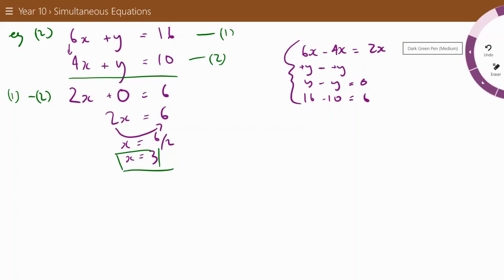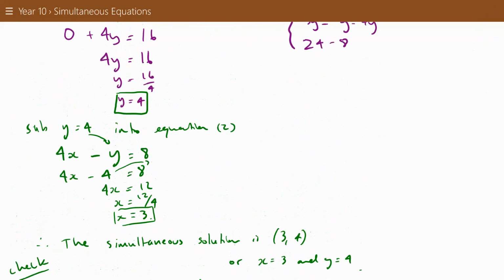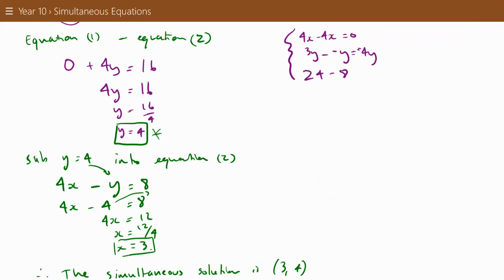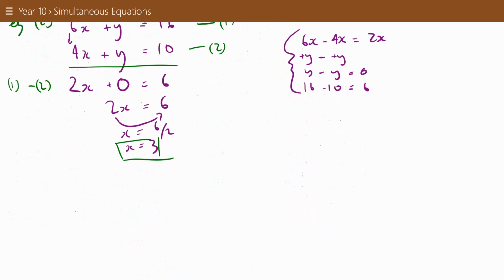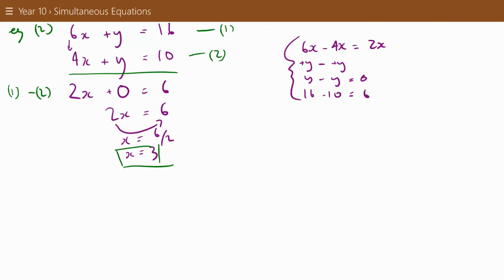Next thing, what do we have to do? Scroll back up here. What did we do after we found the first one? We went and substituted it in to find the other variable. So let's say we sub in x equals 3. Up here, it doesn't matter which equation we sub it into. X equals 3 into 1.